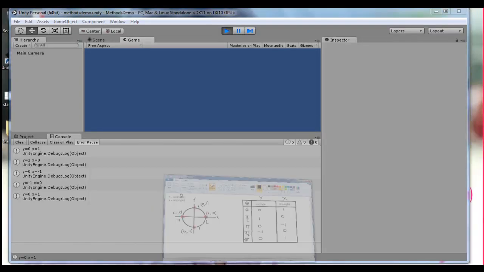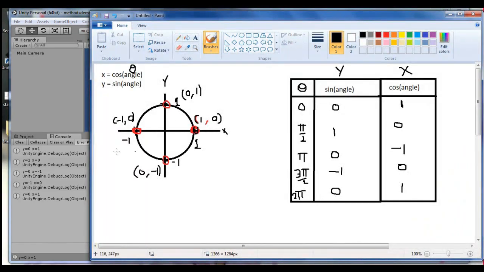And if you see, we got first 0 1, next we got 1 0, next we got 0 minus 1, next minus 1 0, next 0 1.